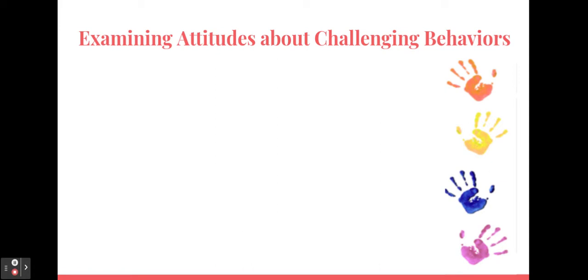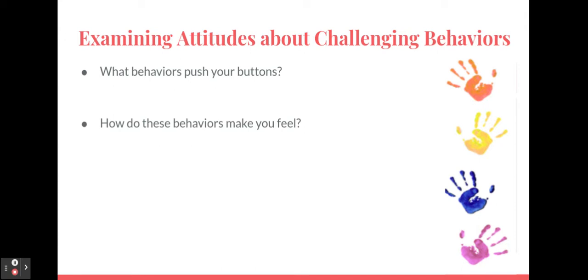In this section, you will engage in self-reflection by answering 3 questions on scratch paper. The questions are designed to help you proactively identify behaviors that may be triggers for you if they occur while working with students. Question 1. What behaviors push your buttons? Question 2. How do these behaviors make you feel? And question 3. What is your response when these behaviors occur? Please pause the video now to do some self-reflection on your scratch paper.